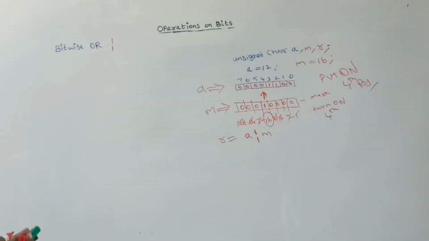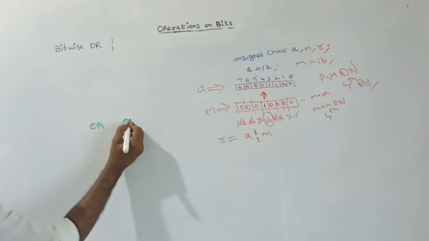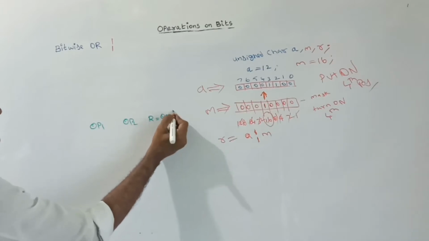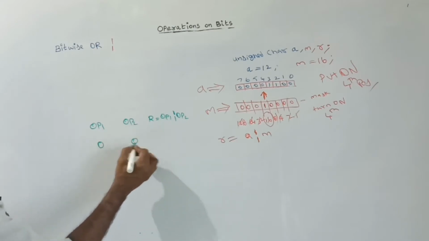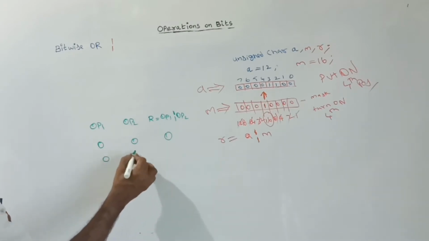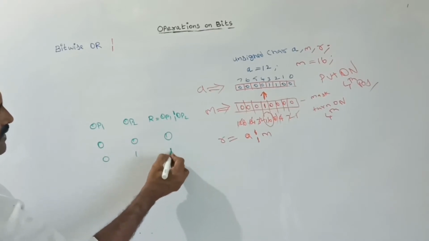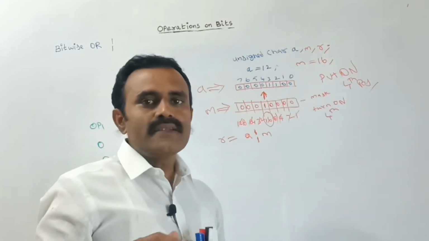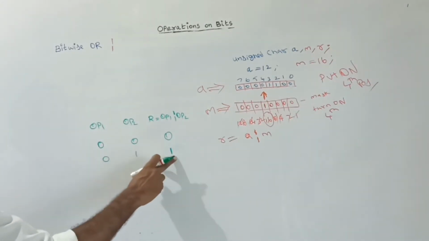You already know the truth table of the OR operator. Suppose operand 1, next operand 2, and the result is operand 1 bitwise OR operand 2. Suppose both operand values are 0, then the result is 0. If the first operand value is 0 and the second operand value is 1, then the result is 1. For the bitwise OR operator, if any one of the operand values is true, then the result will be true. Here the second operand has the true value, so the result is true.